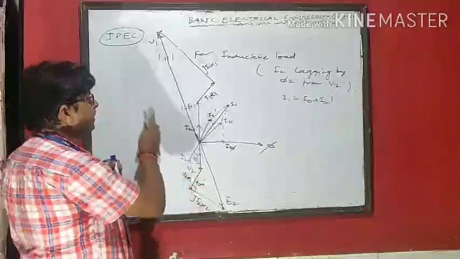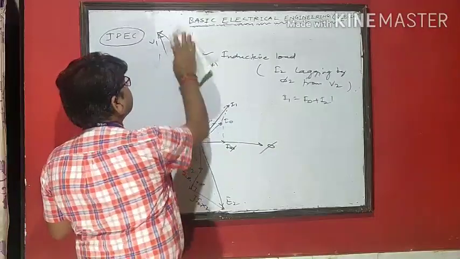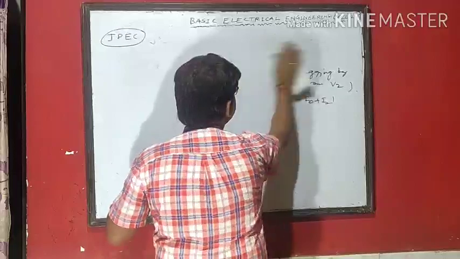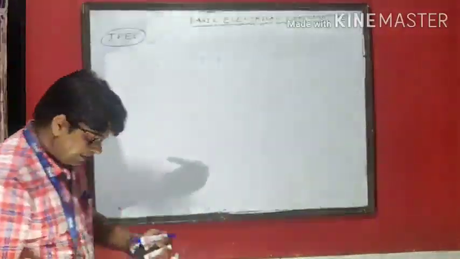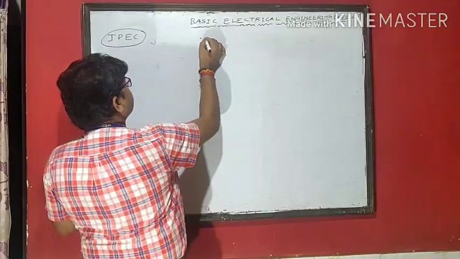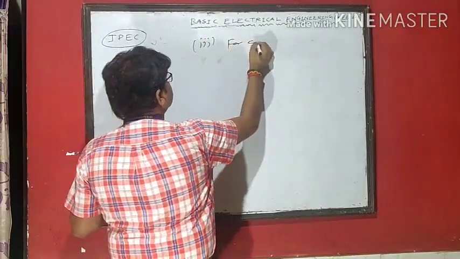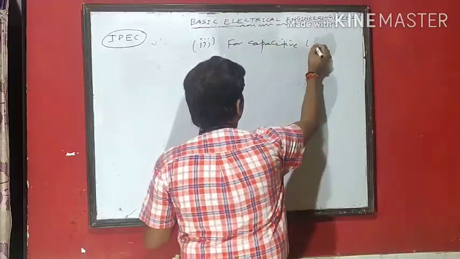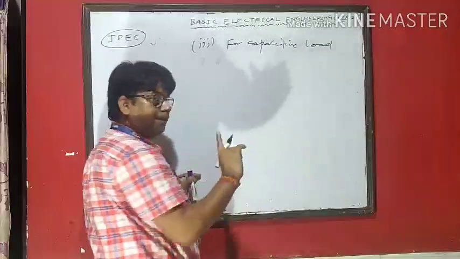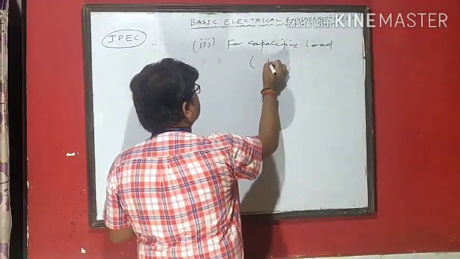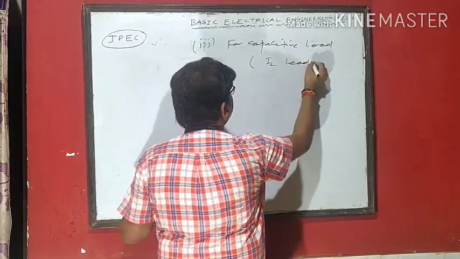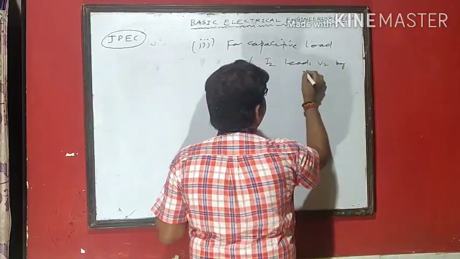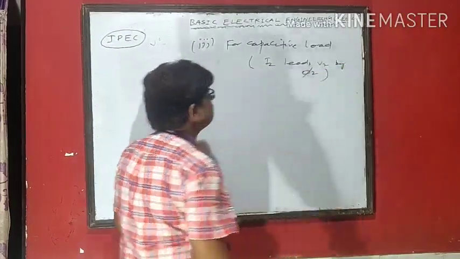Next, third, the capacitive load. Not a pure capacitance, that means I2 leads V2, leading V2 by angle phi 2.